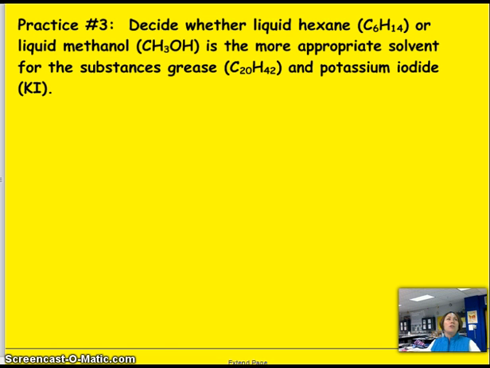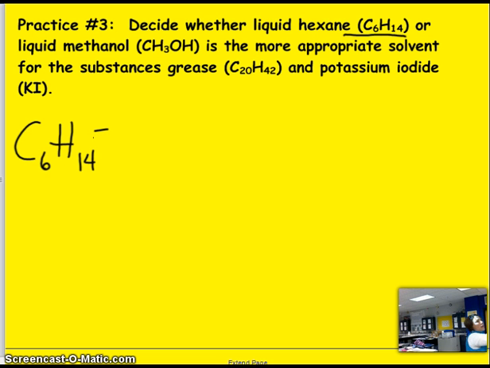All right. So how do you use this information? In reality, use this information to predict solution formation, and which is the best solvent for what particular solute. So this question says, decide whether liquid hexane or liquid methanol is the more appropriate solvent for grease and potassium iodide.